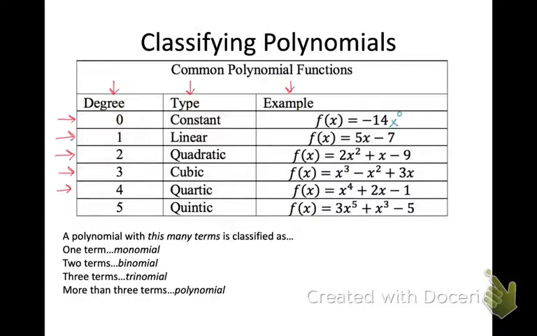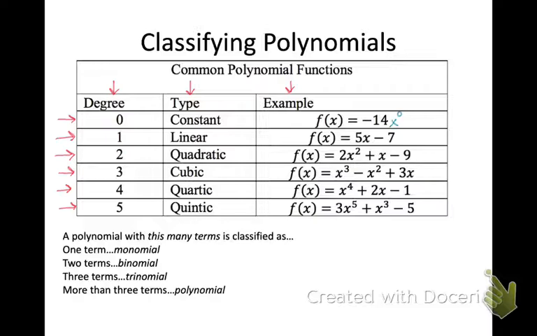Degree 4 is called a quartic. F of x equals x to the fourth plus 2x minus 1. That's our example. And then degree 5 is called a quintic. F of x equals 3x to the fifth plus x to the third minus 5. And those are all the polynomials we'll be dealing with in this unit.